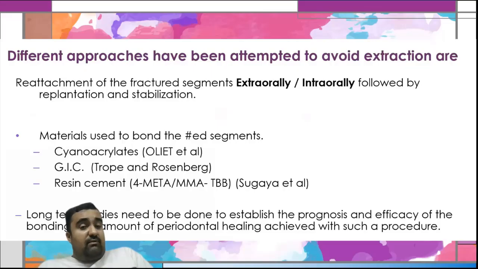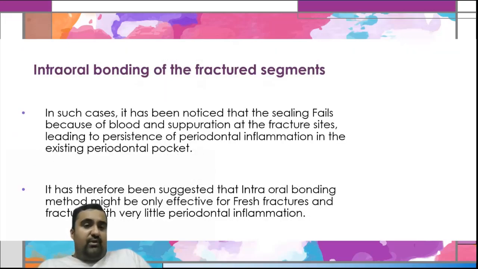What are the various materials available to bond the fracture segments? We can use cyanoacrylates as stated by Oliet et al., GIC by Troop and Rosenberg, and resin cement, which contains 4-META or MMA, by Sugaya et al. These are the long-term studies which have been done, and which further need to be done to establish the prognosis and efficacy of the bonding and the amount of periodontal healing which can be achieved with such a procedure.